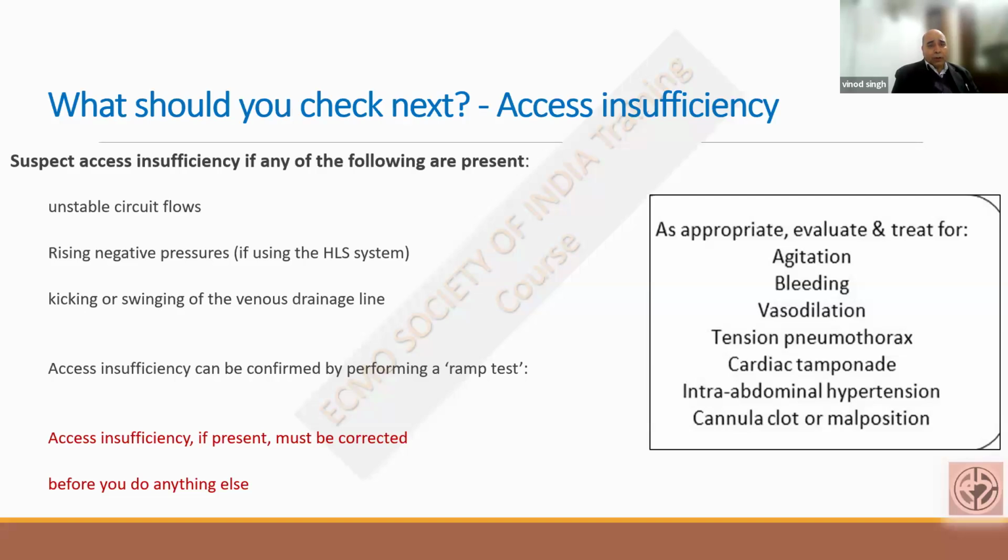Now, if you look at the causes of access insufficiency, it means the amount of flow you want, you are not getting. And that is the most important cause of hypoxemia, because an adequate amount of oxygenated blood is not going to the RV or RA, and so the patient is hypoxic and deprived of oxygen.